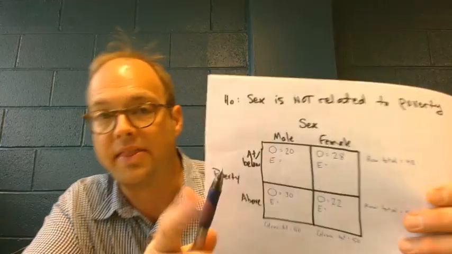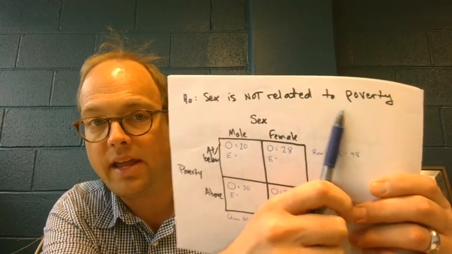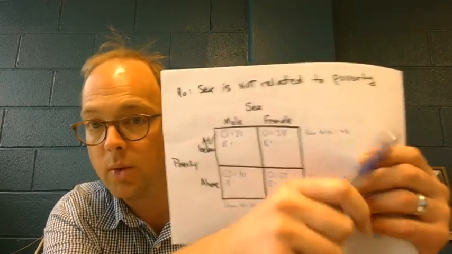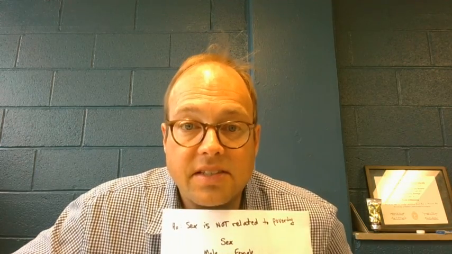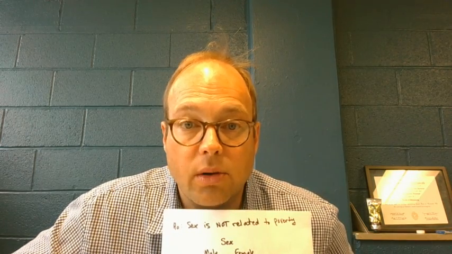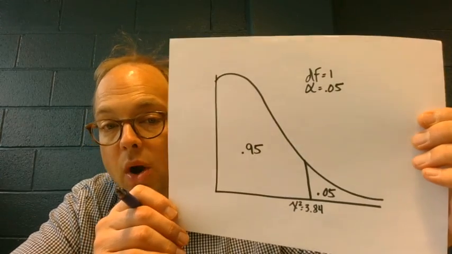So let's say you were asked to test the hypothesis, sex is not related to poverty, right? That's what we've been working with since we introduced hypotheses, right? Carrying this through, let's say you were asked to test that hypothesis at the 0.05 level. This is what the drawing would look like.